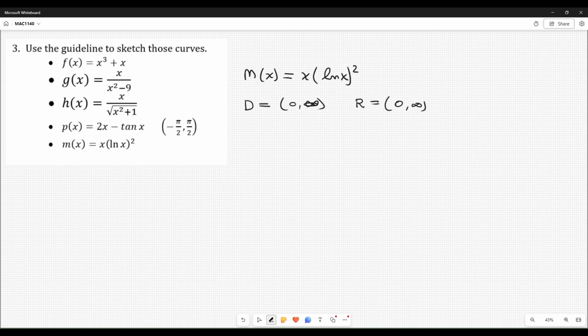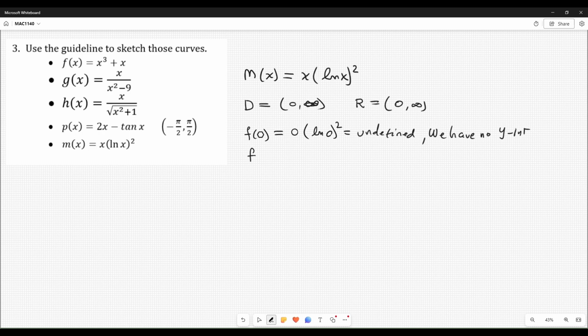Okay, now ready to compute the y-intercept. It's 0 times logarithm 0. Logarithm 0 is undefined. Therefore, that means we have no y-intercept in this problem.